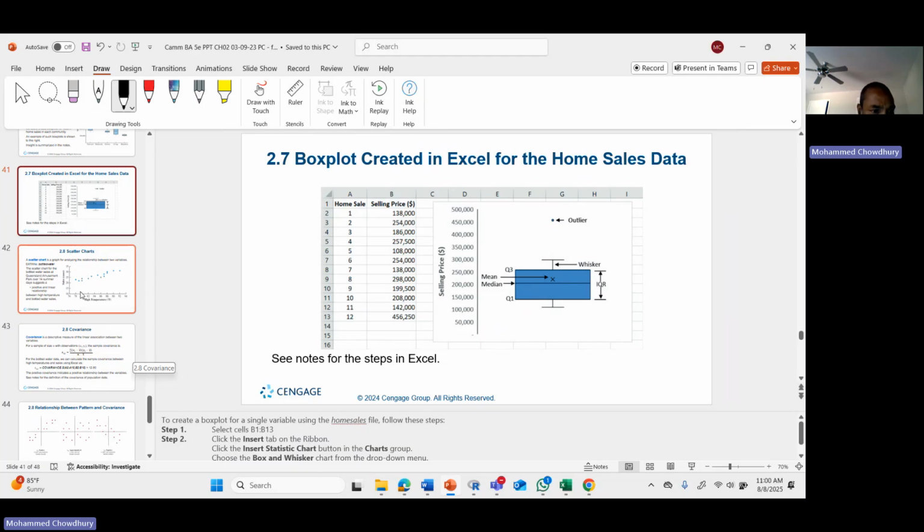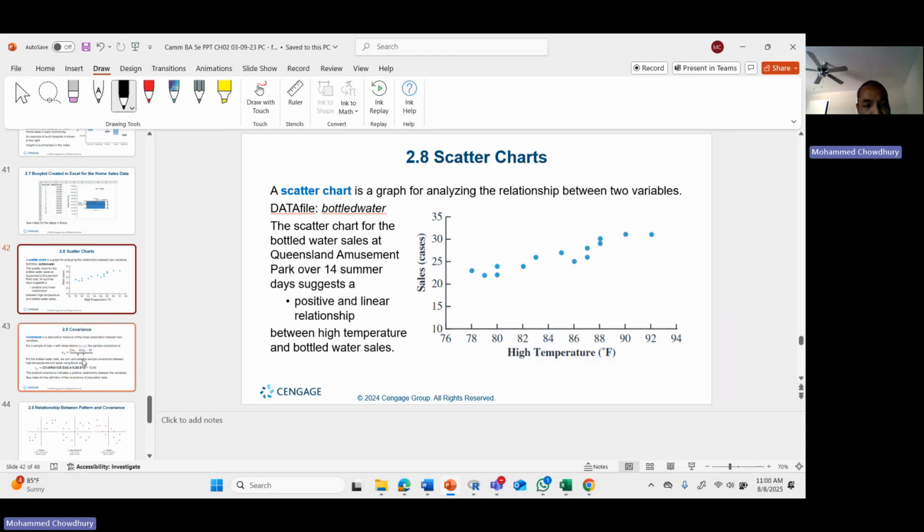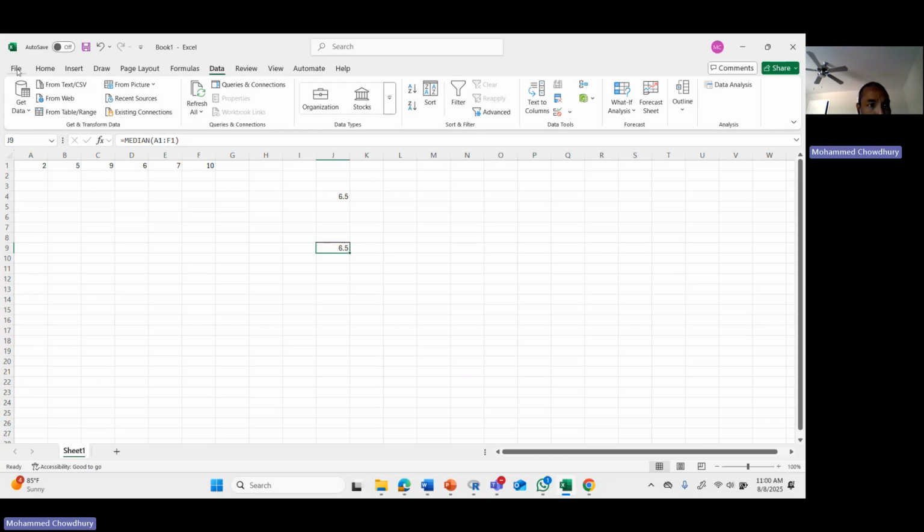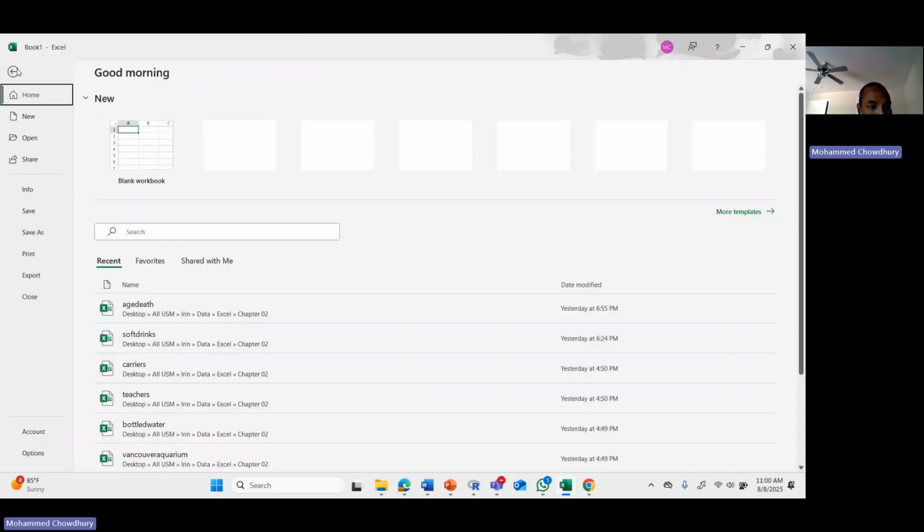Okay, so scatter chart. Now two more things. A scatter plot means if on the x-axis you put one variable and on the y-axis you put another variable and then show the plot, you will get the scatter plot. Let me see if I can do one scatter plot from the data.